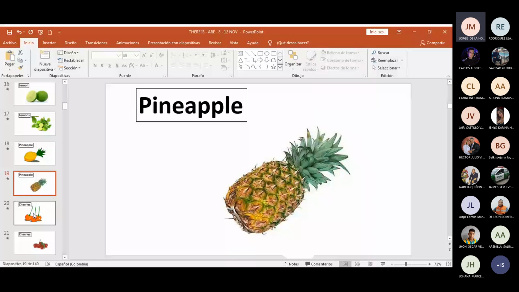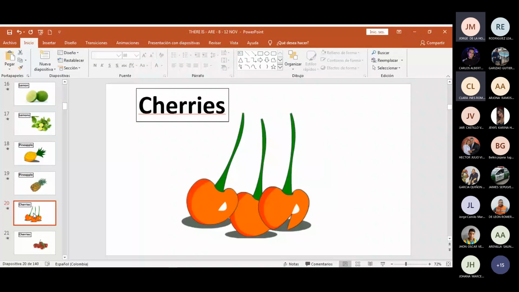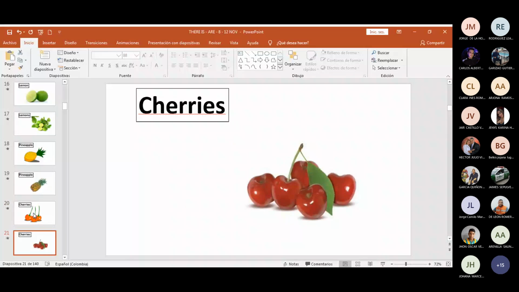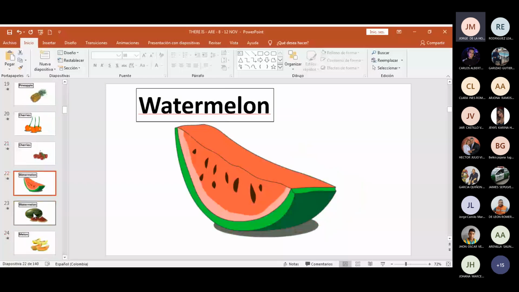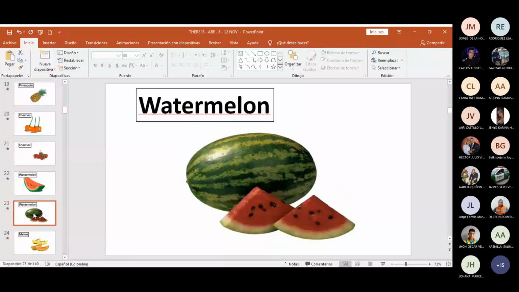And also the cherries, students. Remember that we have the cherries, that they are very delicious. And also we have the watermelon. In Spanish, watermelon: sandía, patilla. Very good.